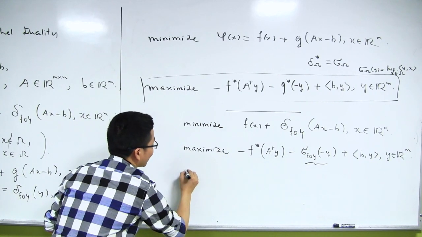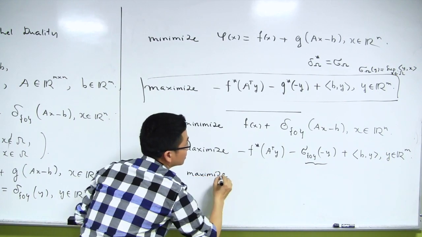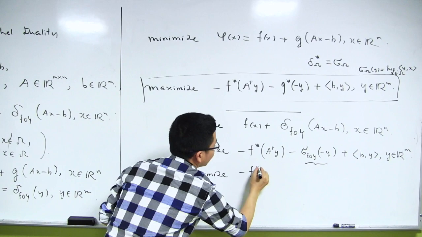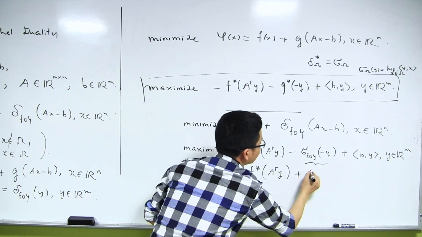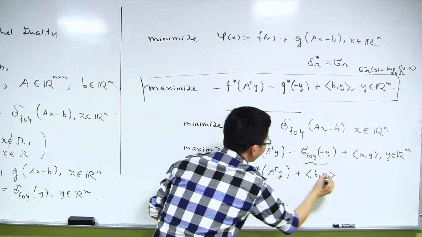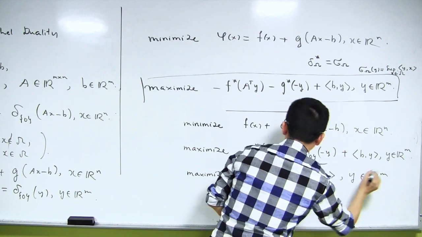So the dual problem is actually to maximize minus f star of A transpose y plus the inner product of b and y. Very simple, where y runs in Rm.